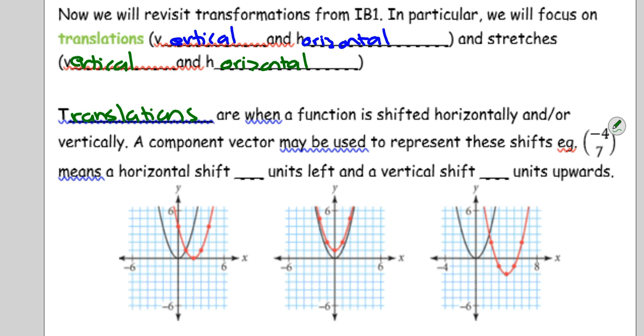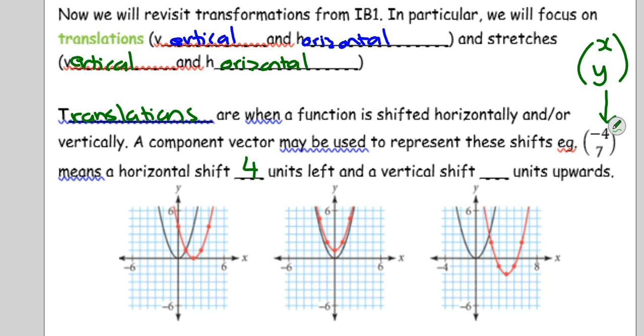So -4, what does the -4 represent? The x, but it actually means 4 to the right. Oh, hang on, it's 4 to the left. Yeah, that's a good point. When it's in the component vector, what you see is what it does. But you're right, when it's in the function, the horizontal is the counterintuitive one. So it's a shift 4 units left because it's -4. What you see in the component vector is what happens. Component vectors are always in the form of x and y movement.